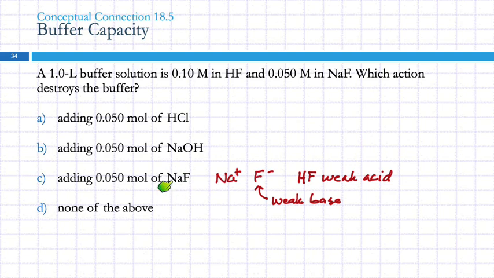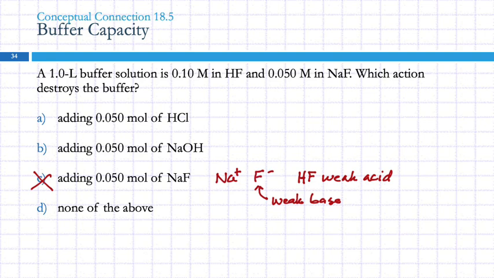So if we're adding NaF, oh, look, there's already NaF in there, and there's less NaF than HF. Is that going to destroy the buffer? No, it's actually going to make the buffer better. Because this is 1 liter, it has 0.05 moles, and if we add another 0.05 moles, now we'll have the same concentration of acid and base, and so that'll be really nice. That's not going to destroy the buffer.